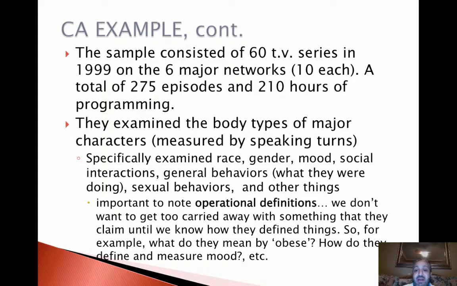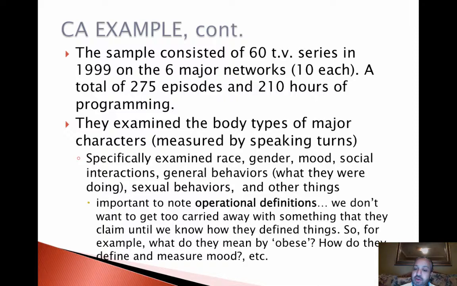Then they've got to design a coding sheet, and they looked to code a number of different things. They were coding the characters, obviously their body type. I mean, you have to code the body type. Is the person skinny or obese, right? Medium sized. They did that. But then they coded for the person's race, their gender, their mood, social interactions, like what were they doing, their behaviors, sexual behaviors, did they have a romantic interest, were they happy, were they sad, all these different things.